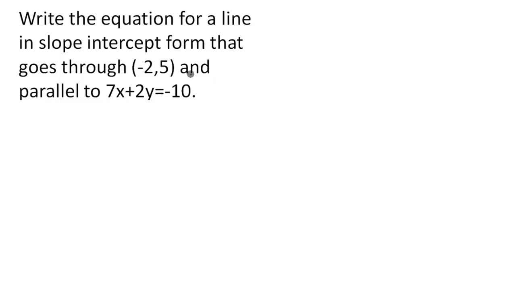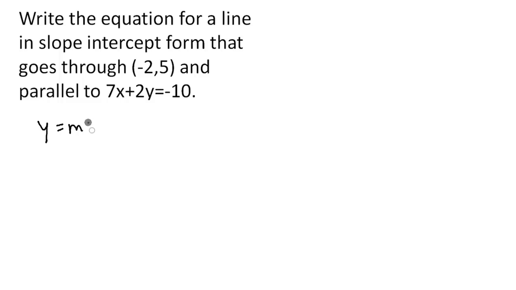In this video, we've got a situation. We want to come up with the equation for a line. That line has to go through this point here, (-2, 5), and then it also has to be parallel to this line right here. Now, the equation for a line has to be written in slope-intercept form, so I'm going to go ahead and write that out.